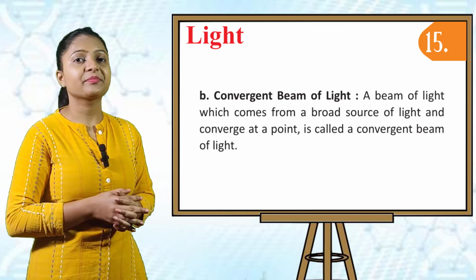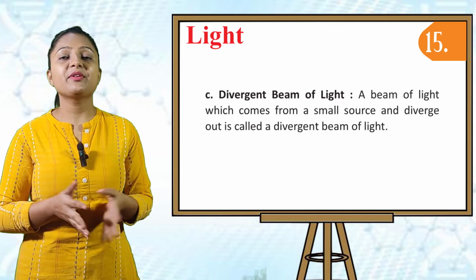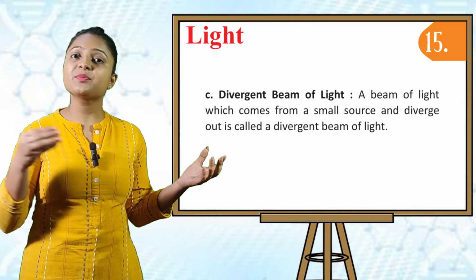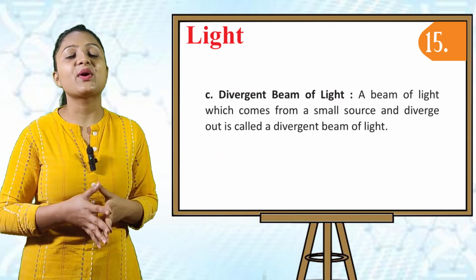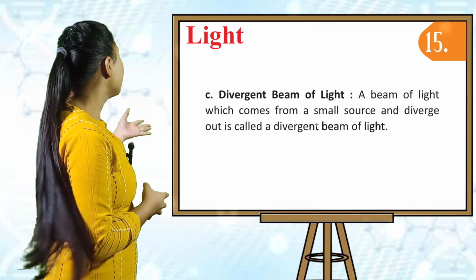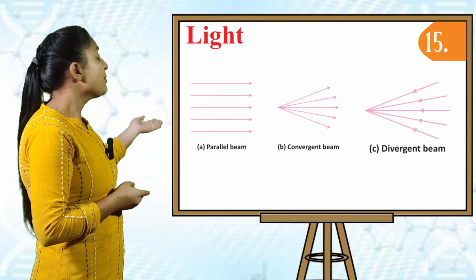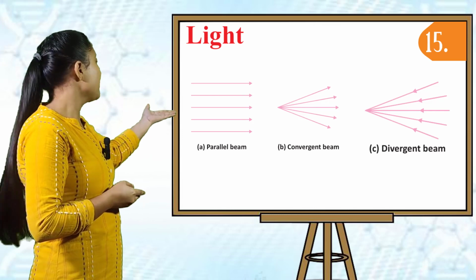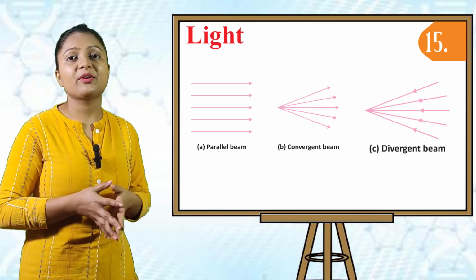beam of light. C, divergent beam of light. A beam of light which comes from a small source and diverges out is called a divergent beam of light. So in these images we can see parallel beam of light, convergent beam of light and divergent beam of light.